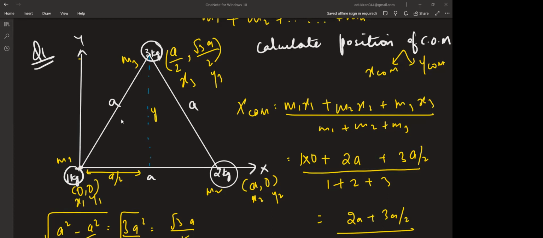How did you get root 3 a by 2? Mariam, if we have to find this side for y, because this is for x. So see, we know this is a by 2, because it is coming in the middle of a. A by 2 is there, a is there, and this unknown side is there. So apply Pythagoras theorem. So y square plus a by 2 whole square will be equal to a square. So y will be equal to under root a square minus a by 2 whole square. Clear? Yes, I got it now.